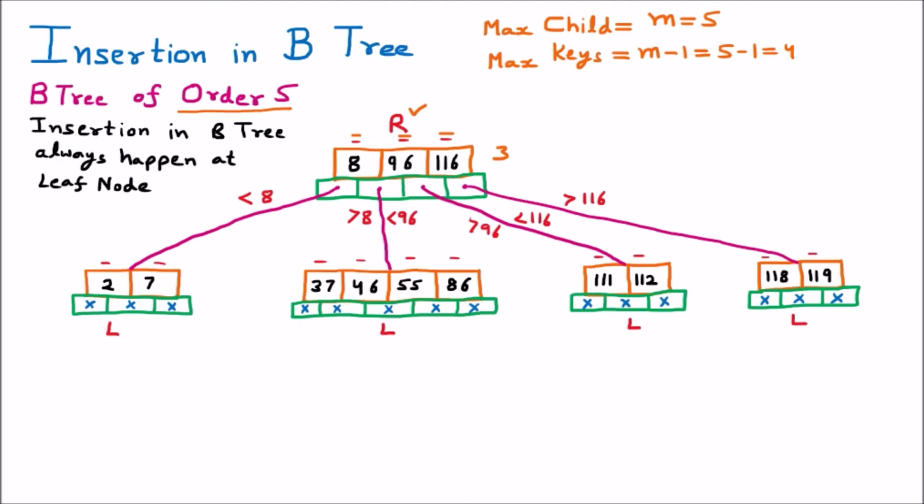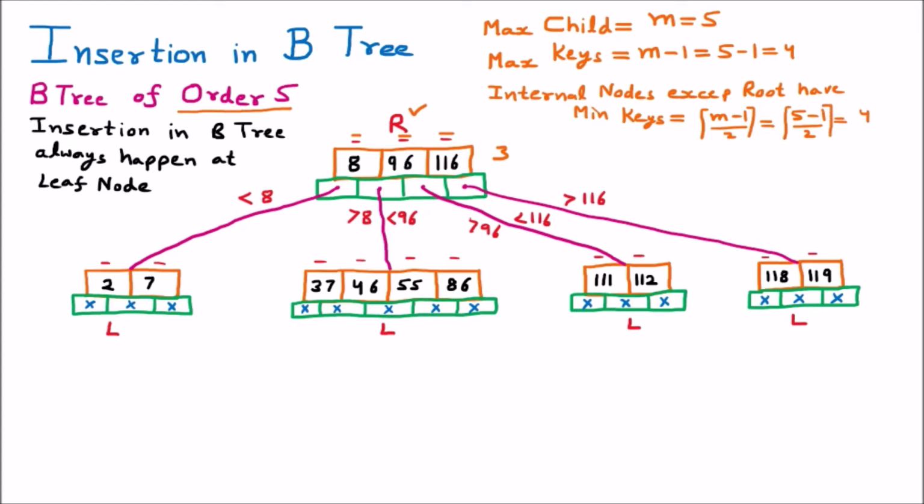There is one last rule of the B tree, and that rule says that internal nodes except the root have a minimum of ceiling of (m minus 1) by 2 keys. So in the internal node, minimum keys are ceiling of (m minus 1) by 2. Here we know that the value of m is 5. So ceiling of (5 minus 1) by 2. Here it is becoming ceiling of 4 by 2. Now 4 by 2 is becoming 2, and the ceiling of 2 will be 2.